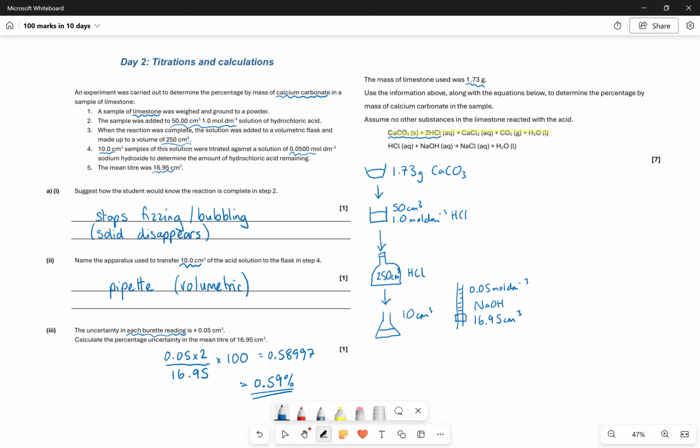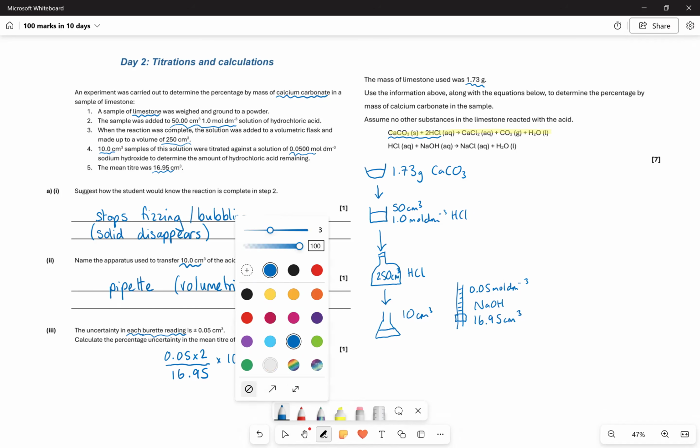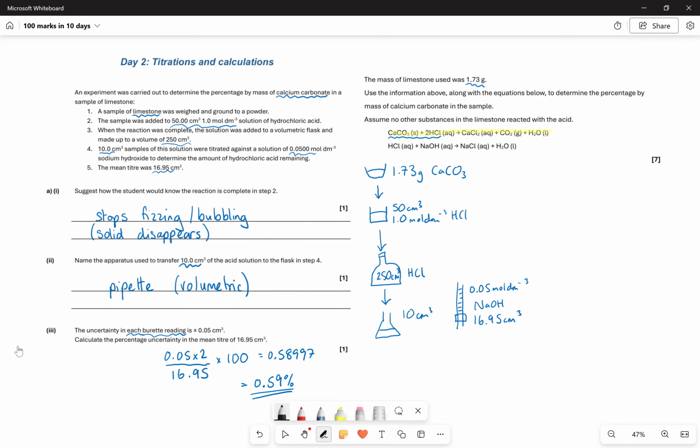Okay, let's get to the calculation question. So I'll change my pen color so that we can see what's going on a bit better, hopefully. Right, we have all this information. The mass went into the acid left over. So I'm going to put here left over after the reaction in the first equation. And then we took out 10, we titrated it, and we've got our moles of NaOH.